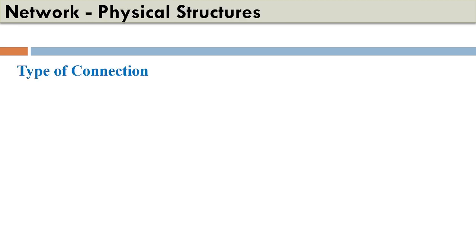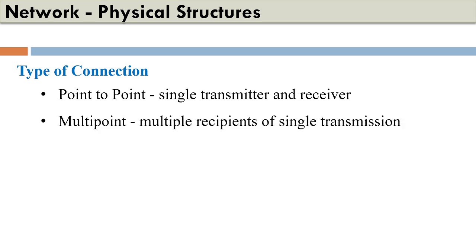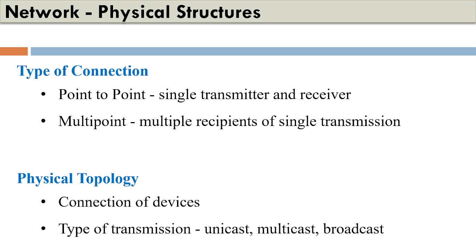Now, let us talk about the physical structures. Before that, we will go on to understand the types of connections. The first is point-to-point, that is, a single transmitter and a receiver. Then we have multi-point, multiple recipients of a single transmission. Then we have the physical topology, the connection of devices, and the type of transmission. It can be unicast, multicast, or broadcast.